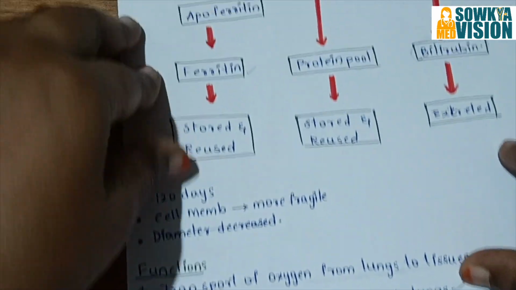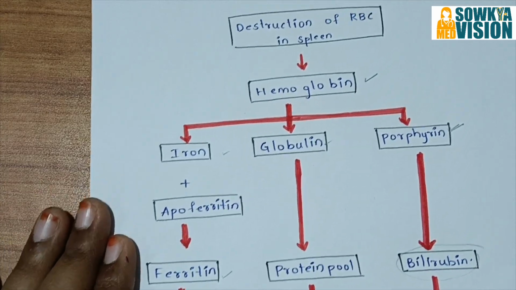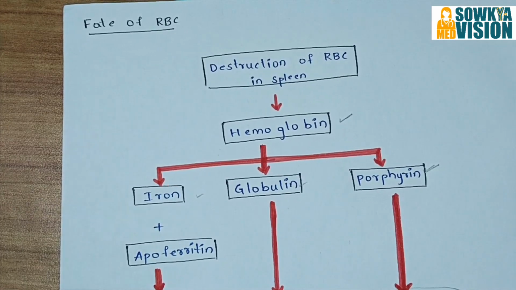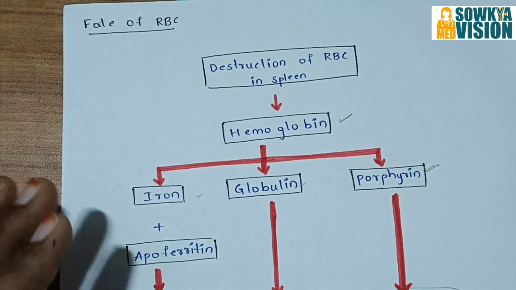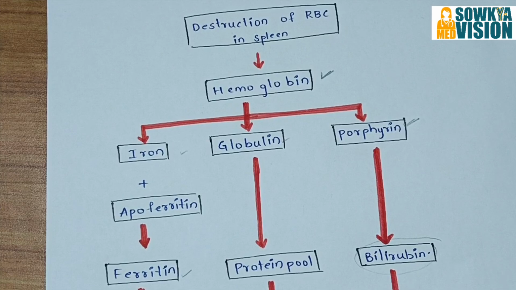Once again, the fate of RBC. After attaining 120 days, the senile RBC enter into the spleen. As we know, the spleen is the graveyard of RBC. There the destruction of RBC takes place. After destruction, hemoglobin is released. The three main components of hemoglobin are iron, globulin and porphyrin.